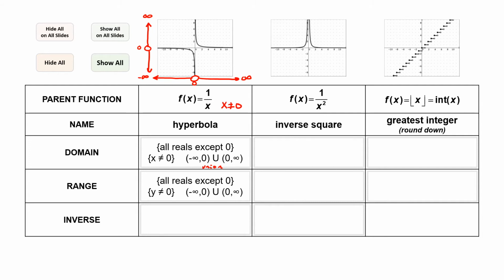We move to inverse square. Once again, you cannot divide by 0, so we need to exclude 0 from the graph. Our domain will be all reals except 0. On the other hand, when we look at the range, because we are dividing by x squared, anything that's squared, both positive or negative, will eventually become positive. So 1 divided by a positive number will mean that all your values are going to be positive.